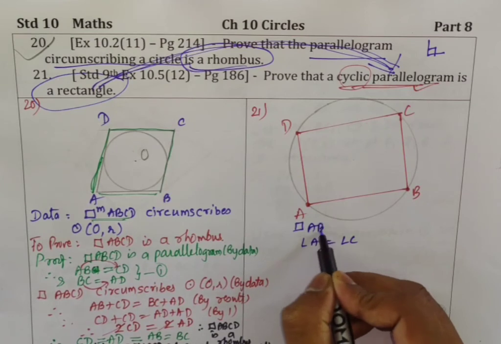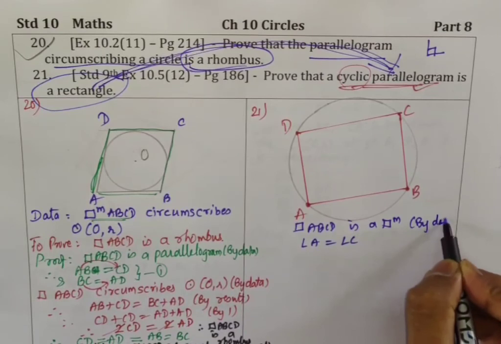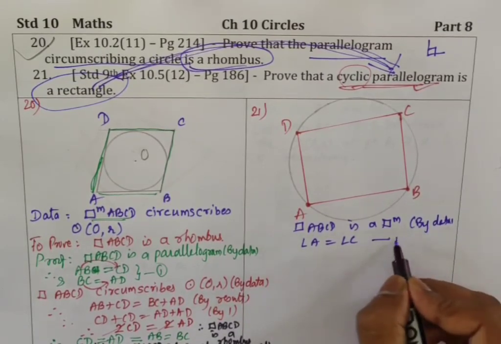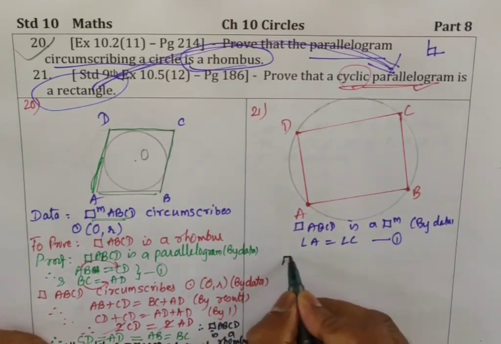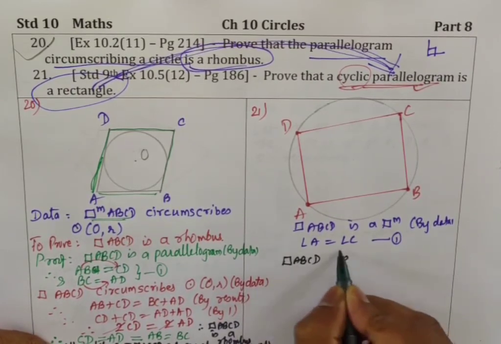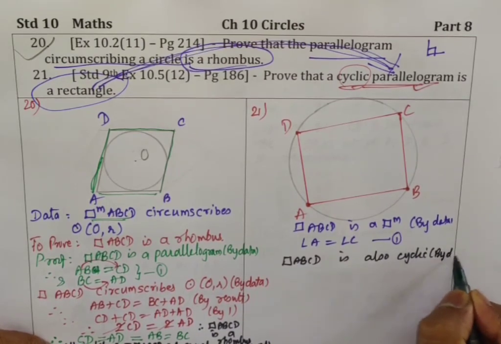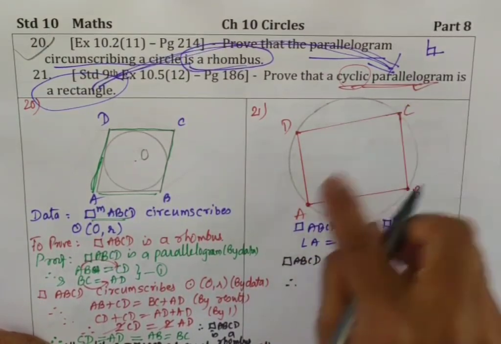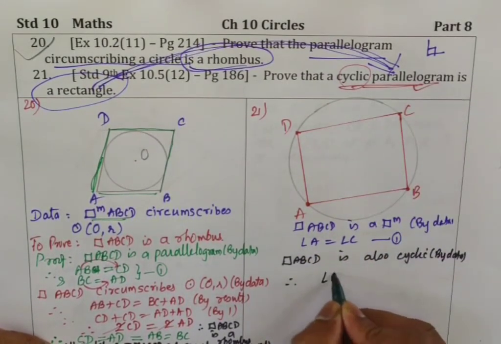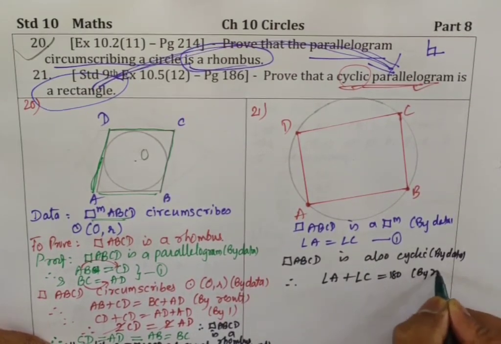Quadrilateral ABCD is a parallelogram by data. Therefore angle A equal to angle C. Call it result 1. Opposite angles are equal. Now here quadrilateral ABCD is also cyclic. Quadrilateral ABCD is also cyclic by data. Correct? Therefore, opposite angles are supplementary. The sum of measures, we have proved this result also. So, angle A plus angle C is equal to 180 by result.